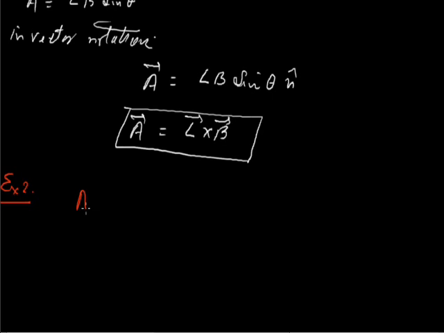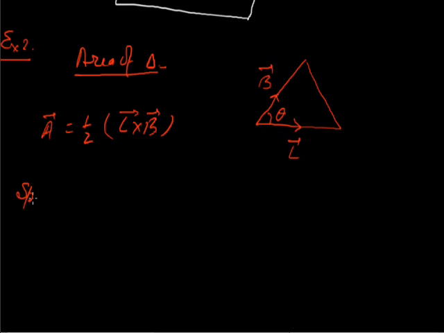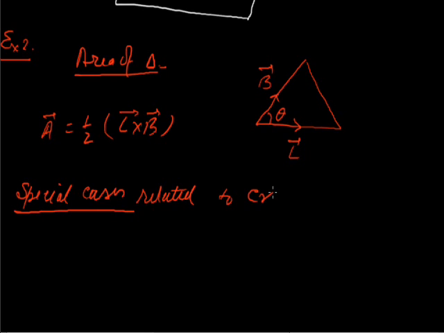Example second, vector area of a triangle. This one is a triangle. This side is L, this side is B, and the angle between them is theta. In a parallelogram there are two triangles having the same area, so the area of the triangle A is half the area of the parallelogram, half of L cross B. Now there are some special cases related to vector product or cross product.